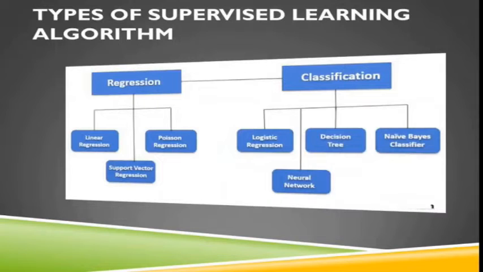Regression is further classified into linear regression, support vector regression, and Poisson regression. Classification is divided into logistic regression, neural network, decision tree, and naive Bayes classifier. We will discuss and understand linear regression in detail.